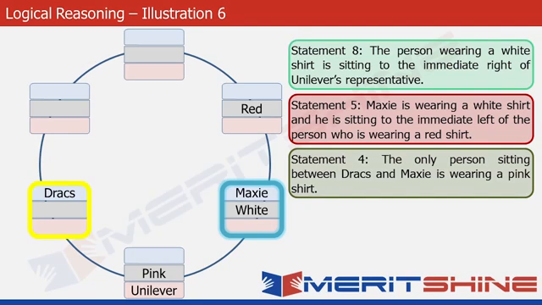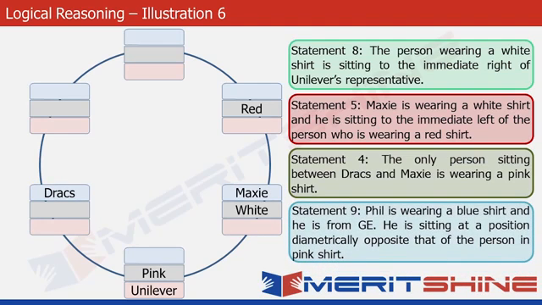The next statement we use would be statement 9. It tells us that Phil, who is wearing a blue shirt and who is from GE, is sitting at a position that's diametrically opposite that of the person who is in pink shirt. We had just written pink in this box, which is highlighted now.